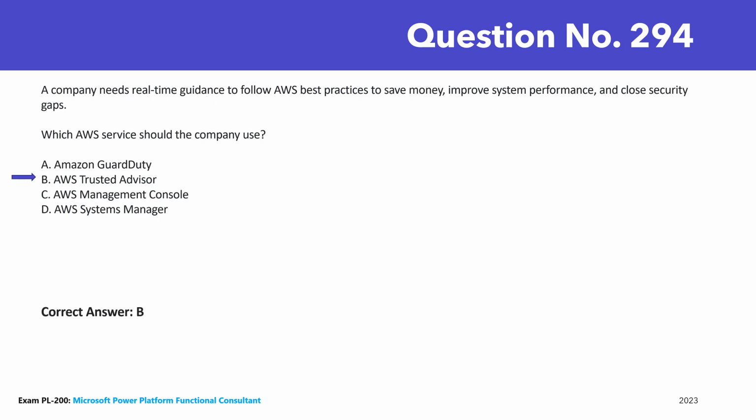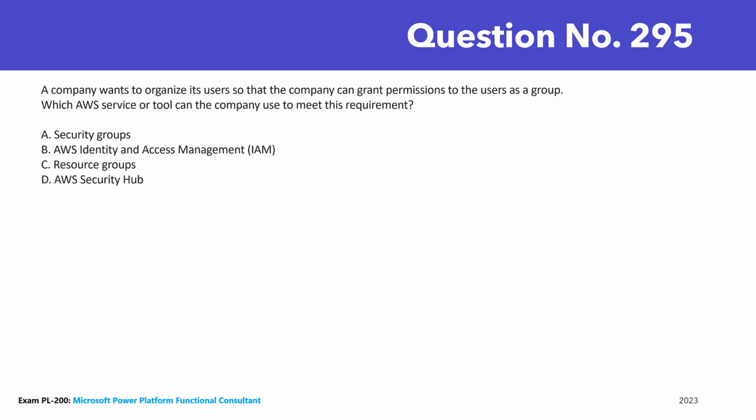A company wants to organize its users so that the company can grant permissions to the users as a group. Which AWS service or tool can the company use to meet this requirement? A. Security Groups. B. AWS Identity and Access Management, IAM. C. Resource Groups. D. AWS Security Hub. Correct answer, B.